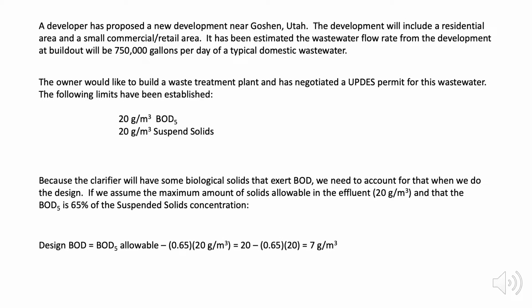So when we do that calculation, we see that we really need to design the system for 7 grams per cubic meter as opposed to the 20 grams per cubic meter which the permit allows, because if there's 7 grams per cubic meter of BOD in the effluent coming into the clarifier, and then some solids remain in the clarifier after that, then we'll be right at 20 grams per cubic meter.